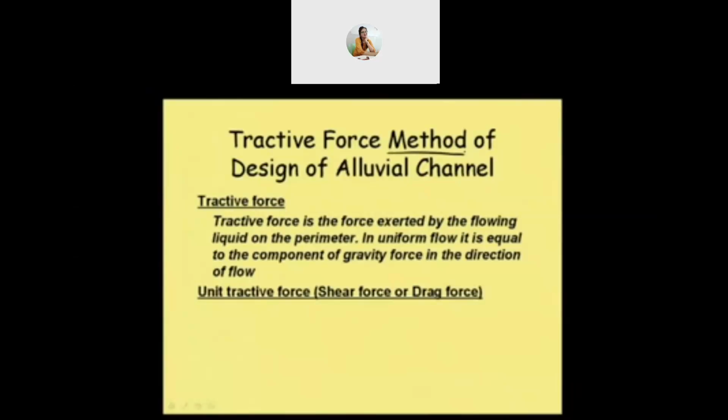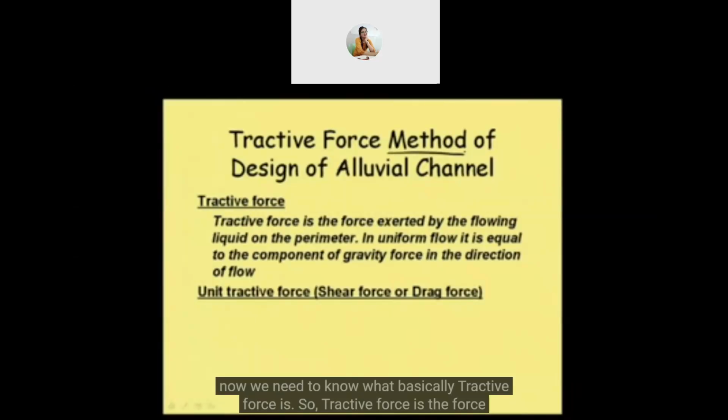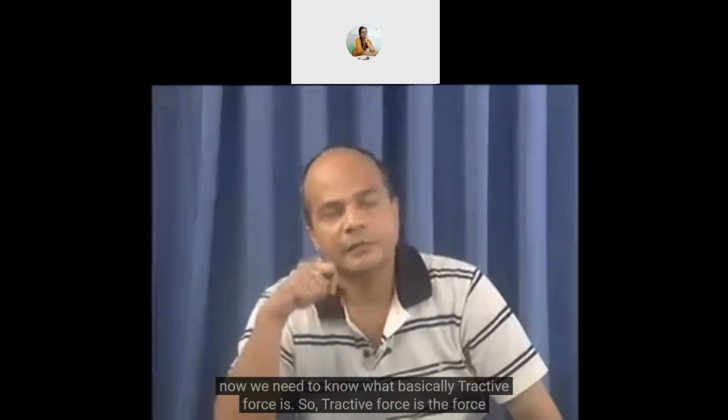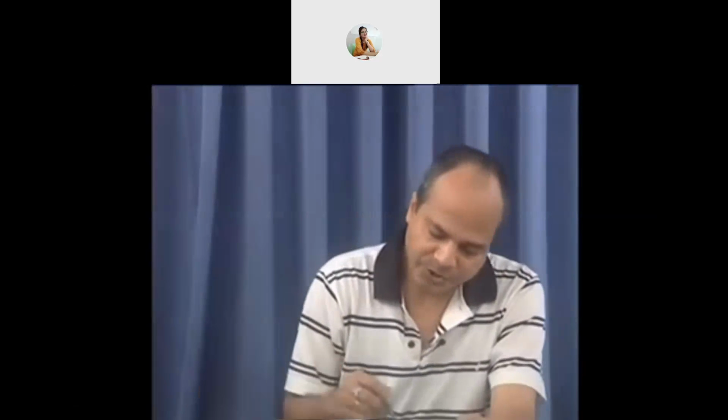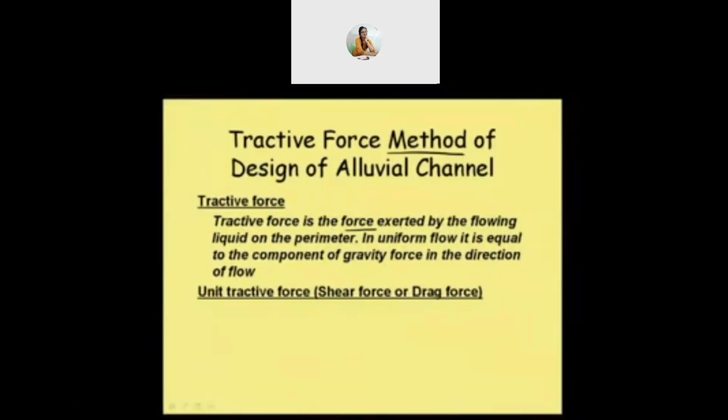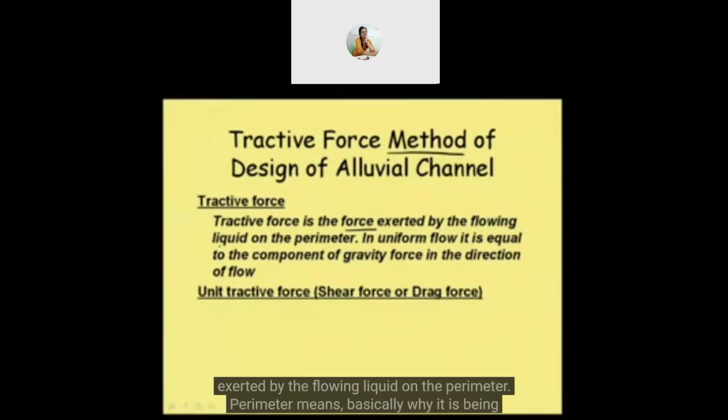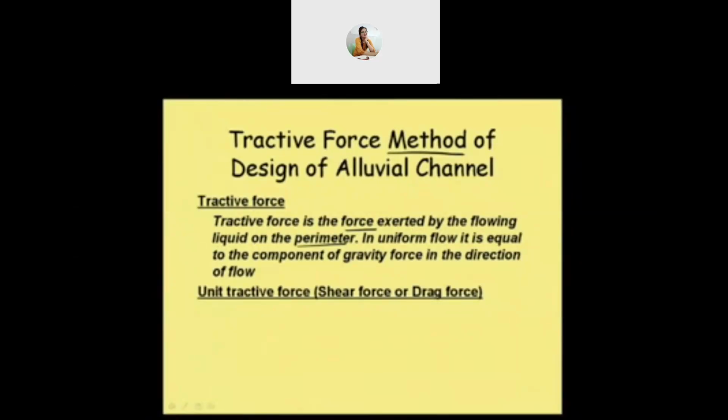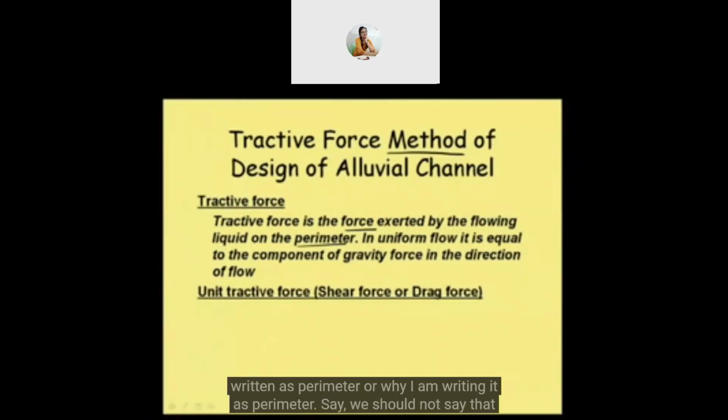Well, now we need to know what is basically tractive force. Tractive force is the force exerted by the flowing liquid on the perimeter. Why am I writing it as perimeter? We shouldn't say that it is exerted by the fluid on the sediment or soil, because sometimes the perimeter may consist of something else, but still the flowing fluid will be exerting a drag force on the side of the channel.